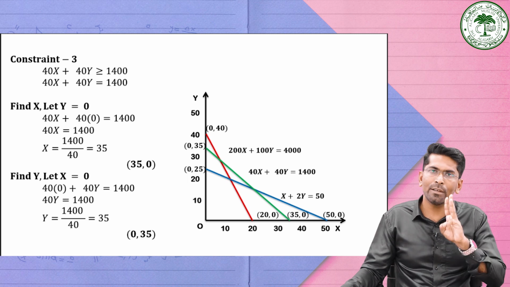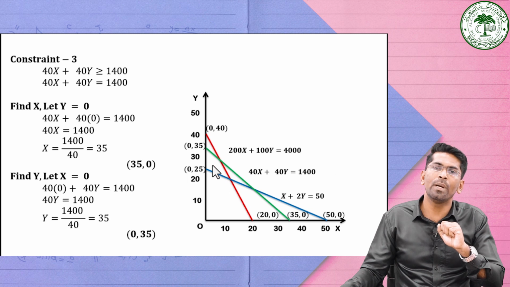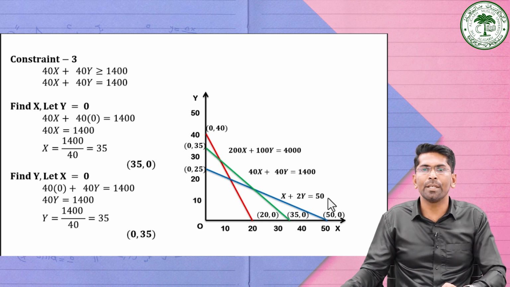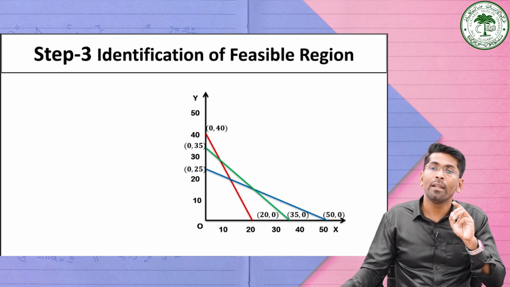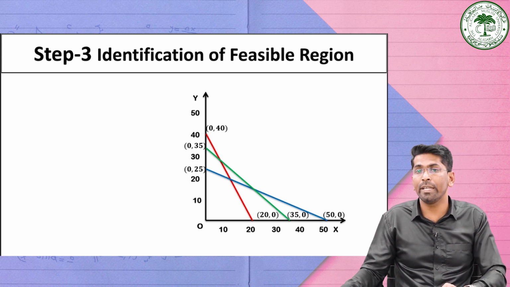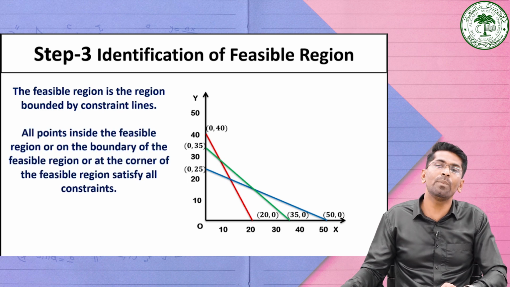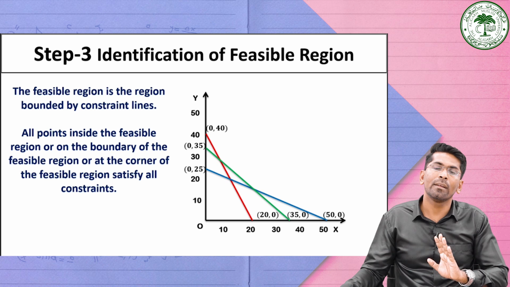So we have 3 constraints in the given linear programming problem, and all these constraints are represented by a particular line in the graph. Now, after the graphical representation, we have 3 lines here which represent 3 constraints. The next step is to identify the feasible region. And you know what the feasible region actually is: it is the region which is bounded by the constraint lines, or all the points inside the feasible region, on the boundary of the feasible region, or at the corner of the feasible region that satisfy all the constraints.